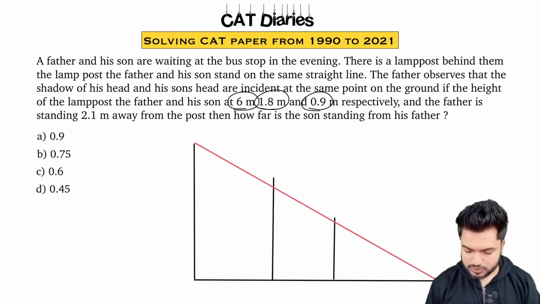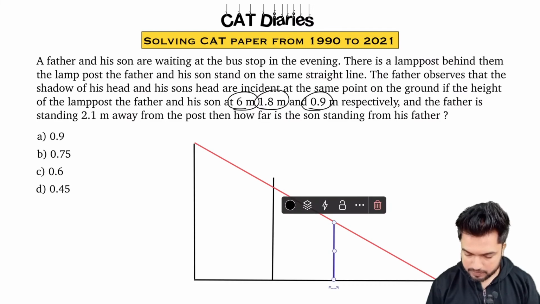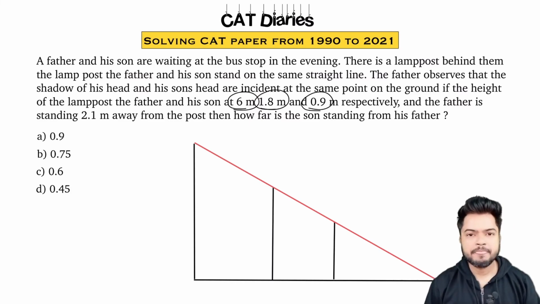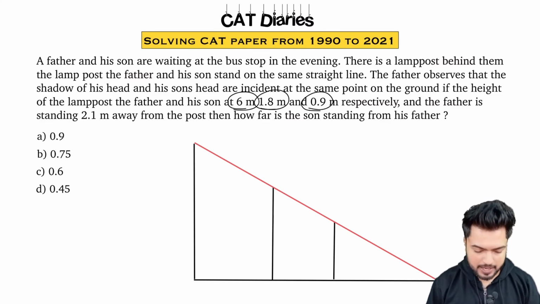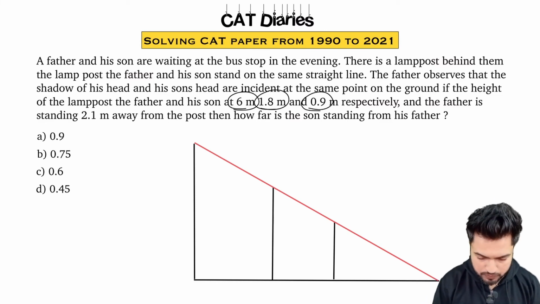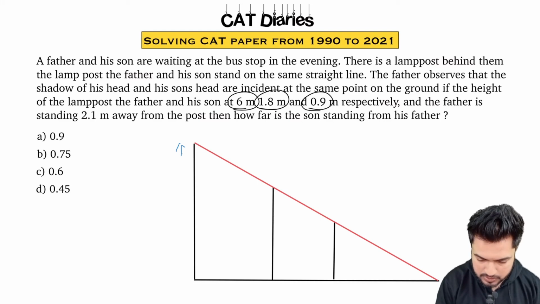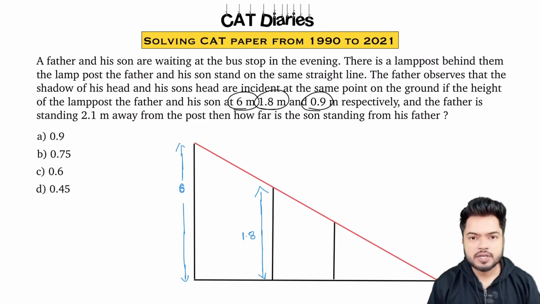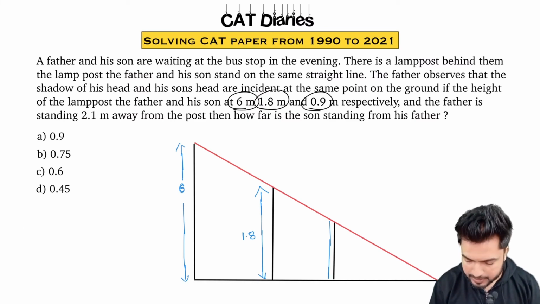Now if you just connect this in the right way, this is the height of the father and the son, and that's how they are standing here, such that their shadow is falling there. So I make the diagram as it is being given here, and now let's give the numbers to it. This is 6, the height of the lamppost. This is 1.8, that is the height of father, and this is 0.9, that is the height of son.